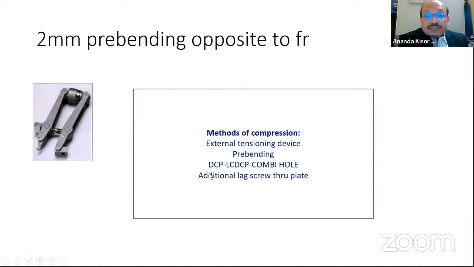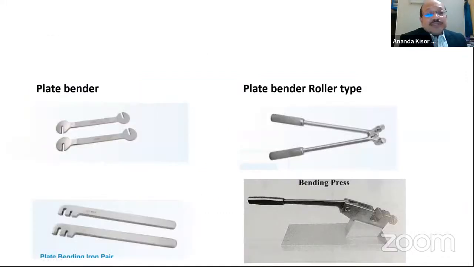Another important thing, the DCP, LCT: I already told how the DCP by strategic screw placement causes compression at the fracture site. Another is that a lag screw can be placed through the plate, which can also cause compression. Now these are the instruments usually used for bending, like the 2 millimeter pre-bending, such as the plate bender. These are the different designs of the plate bender. This is a roller type plate bender, and this is the bending press. Basically these are used for bending plates, basically the DCP plate.